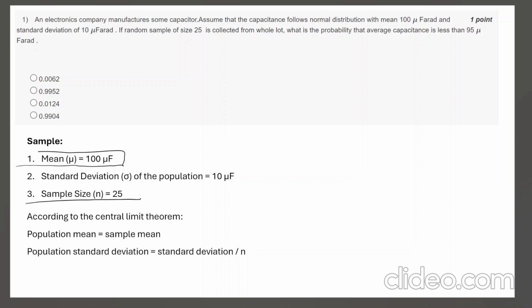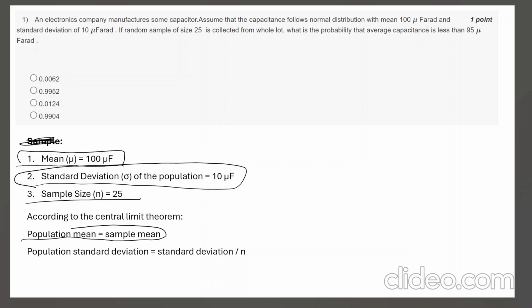The population mean is 100 microfarad. The population standard deviation is 10 microfarad. So, according to the central limit theorem, the population mean is equal to the sample mean, as we have seen now. And the sample standard deviation is equal to the population standard deviation divided by root n. Sorry for my handwriting.